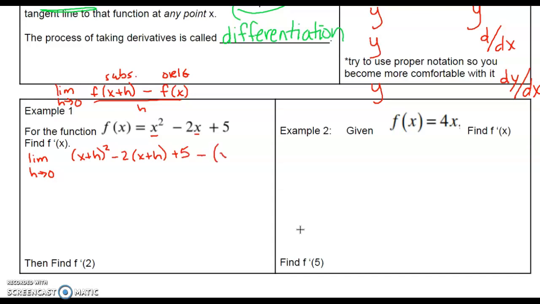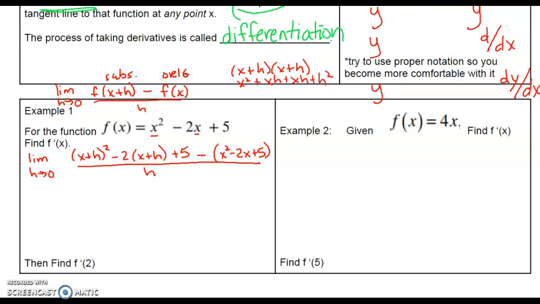Minus the original. I mean, I know you could save steps, but okay. So from earlier, I already multiplied x plus h times x plus h. If you want to write all the steps out, you can.